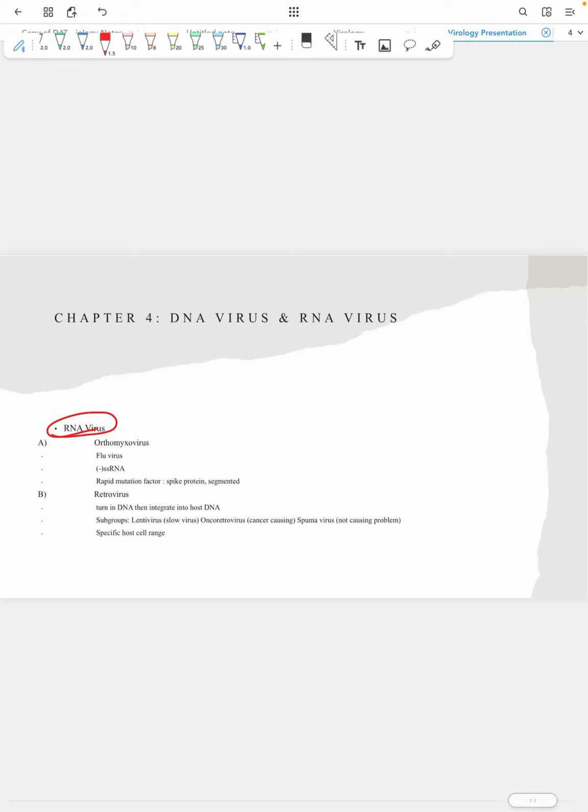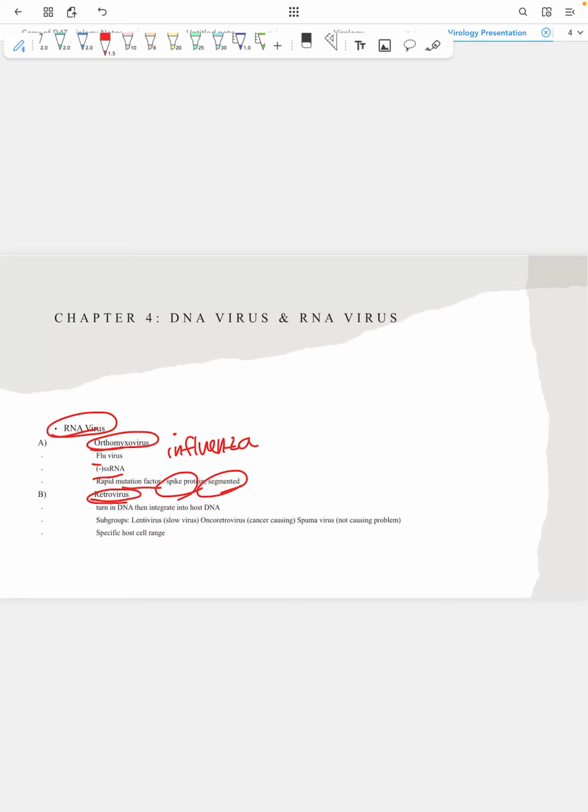Now we will talk about RNA virus. In RNA virus, there are two viruses we will talk about, orthomyxovirus and retrovirus. Orthomyxovirus is known for the flu virus; influenza is also part of this virus. It is negative single-stranded RNA and it has a very rapid mutation rate in the spike protein, and it is segmented.